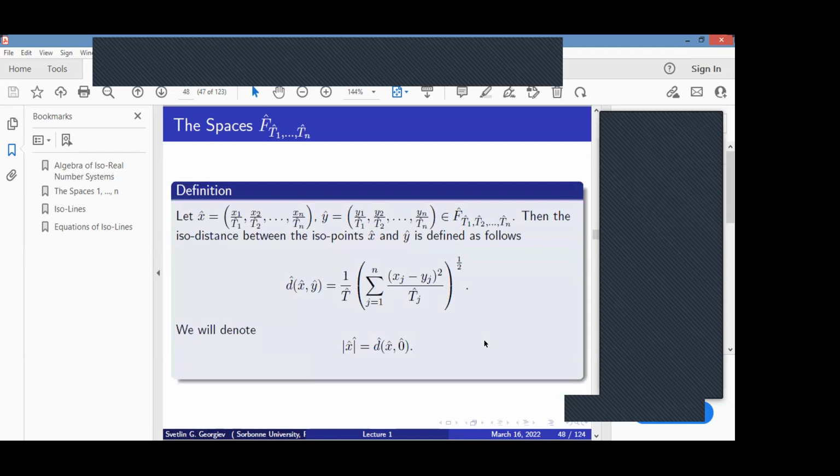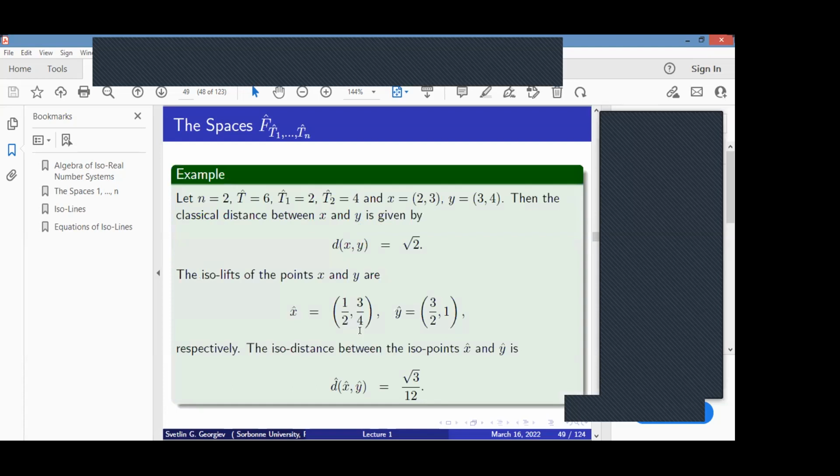Now it is very important, because we will define the iso distance between two iso points in the defined set. We define the iso distance between two iso points with this quantity. Here participate all these isotopic elements hat Tj, and here participates the basic isotopic element hat T. When hat Y is equal to 0, then we get the iso norm of the iso real point hat X. So now we'll give very good examples. The first example is in the two-dimensional case, when the first isotopic element is equal to 2 and the second isotopic element is equal to 4. We take two real points: 2, 3 as x, and the second real point y equal to 3, 4.